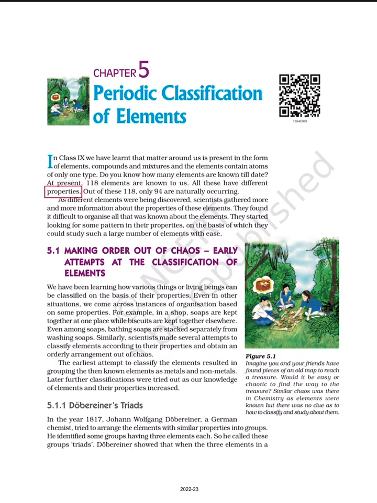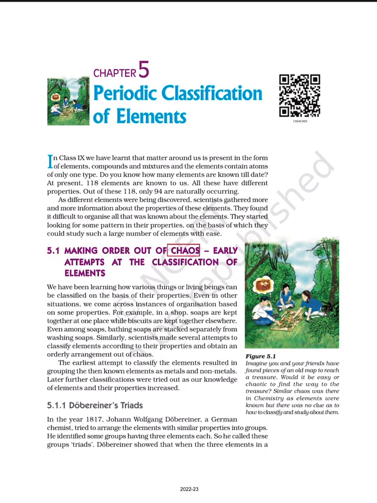All these have different properties. Out of these 118, only 94 are naturally occurring. As different elements were being discovered, scientists gathered more and more information about the properties of these elements. They found it difficult to organize all that was known about the elements. They started looking for some pattern in their properties, on the basis of which they could study such a large number of elements with ease.